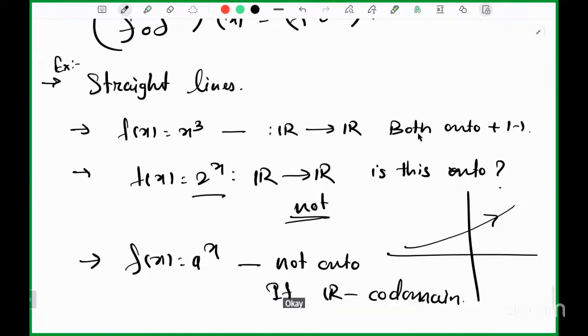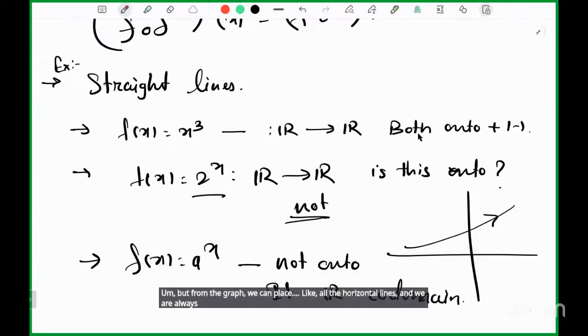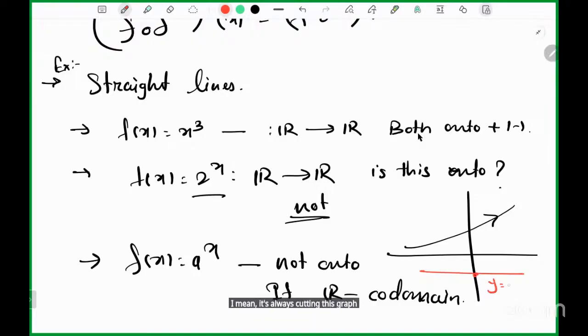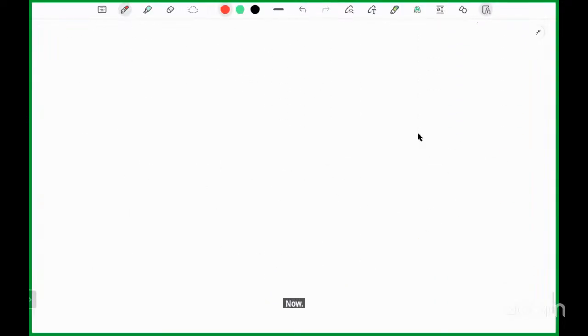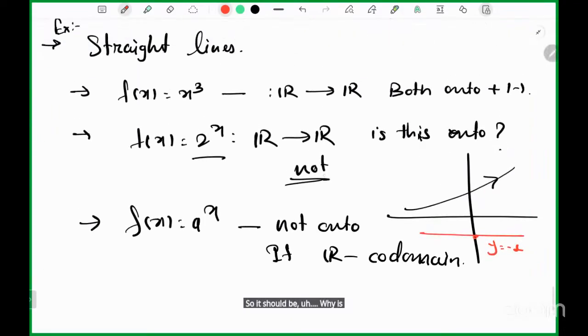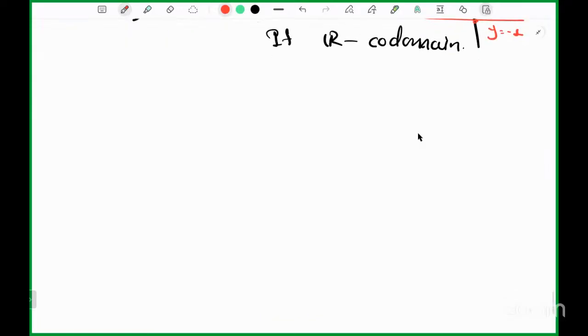Ma'am, but from the graph we can place all the horizontal lines, and it's always cutting this graph e to the power x. Yeah, but if you consider y equals -1 horizontal line, then it won't, right? Oh, okay, yes. So y should be greater than 0, strictly greater than 0, because for 0 you cannot find x. It's undefined. Okay. Right.